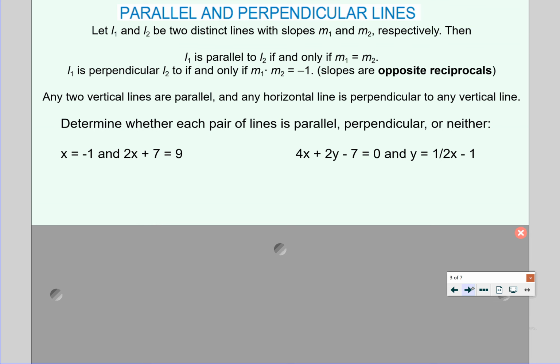I've got two pairs of lines. In each pair, let's think of this like a multiple choice question. I want you to determine if this pair is parallel, perpendicular, or neither. And the same with this one. Parallel, perpendicular, or neither. That answer can be determined by just finding the slope. So if you find the slope of all four lines, compare each pair, and that should tell you parallel, perpendicular, or neither. I'll give you a few minutes to try them with your partner.